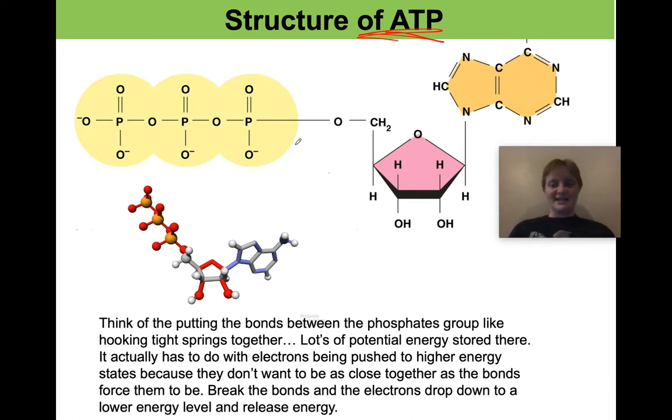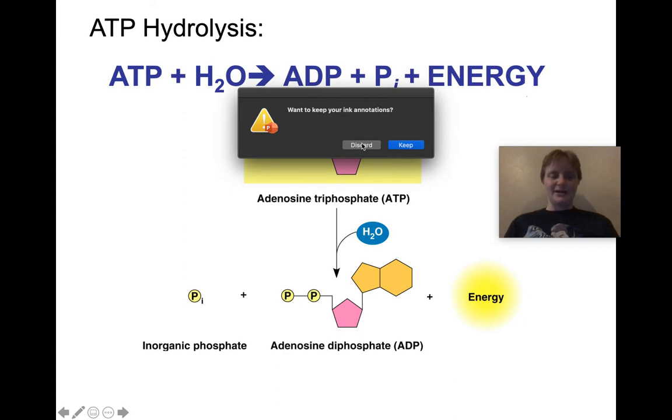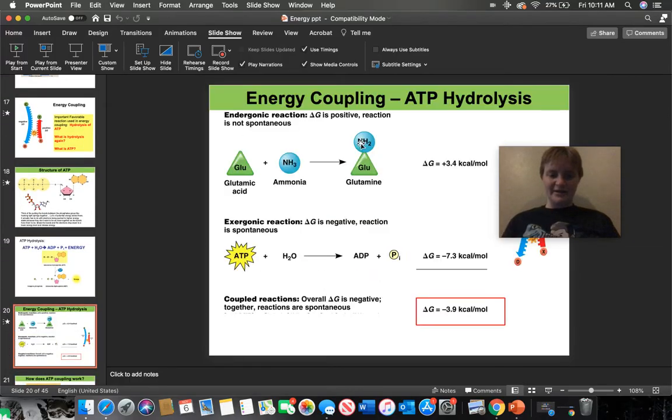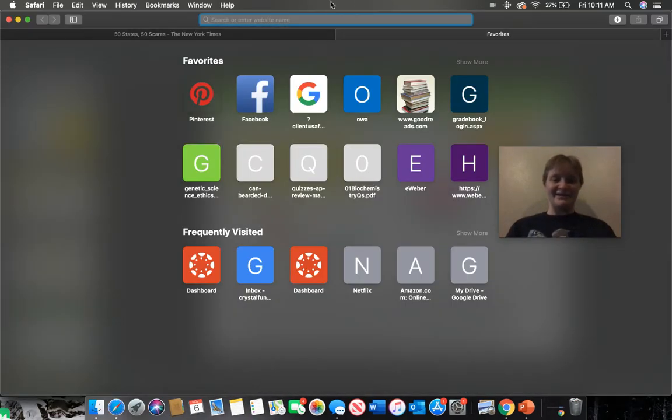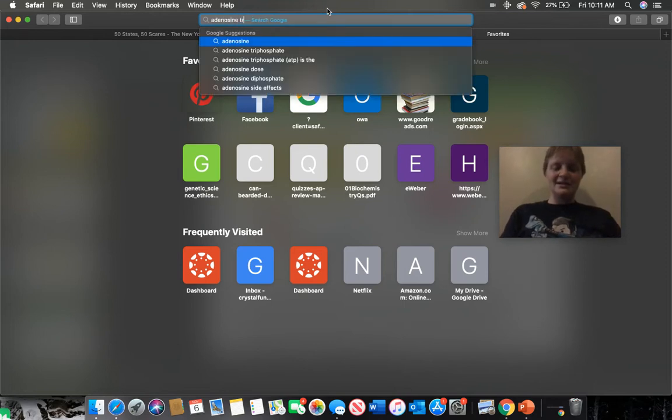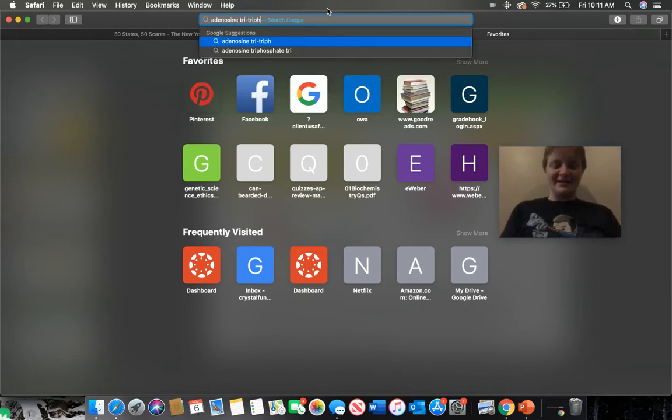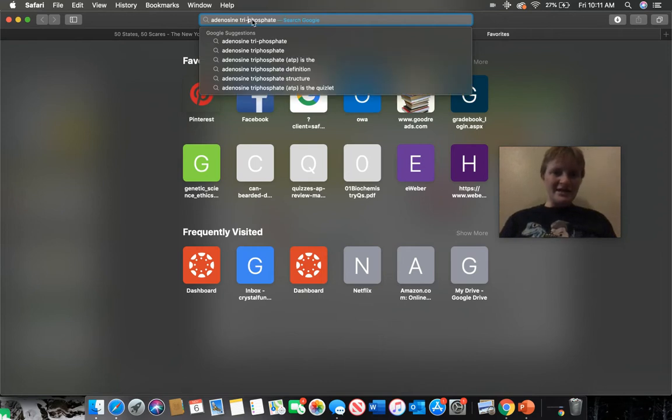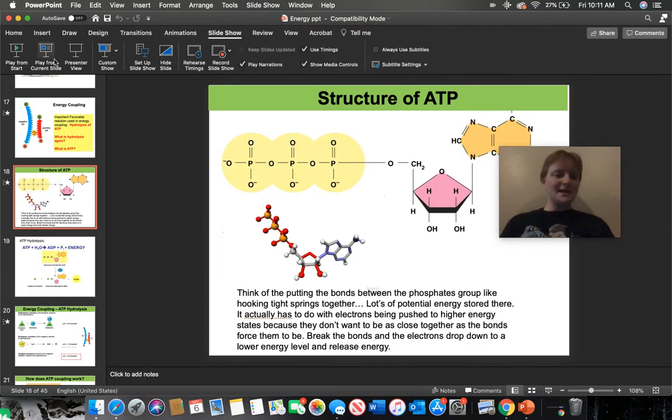ATP stands for adenosine triphosphate, and it's really irritating to me that I have to write with this because my hand really hurts today with my hand surgery. So I'm going to try and find adenosine triphosphate for you so that I don't have to write it down. This is how you spell adenosine triphosphate, by the way. There we go. Or ATP. Adenosine triphosphate.